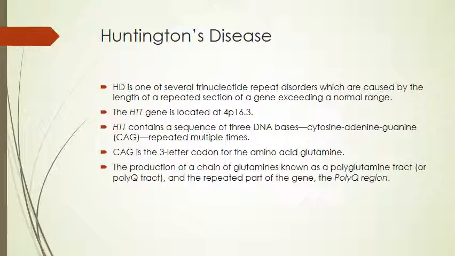CAG is the 3-letter codon for the amino acid glutamine. The production of a chain of glutamines is known as a polyglutamine tract or polyQ tract, and the repeated part of the gene is the polyQ region.